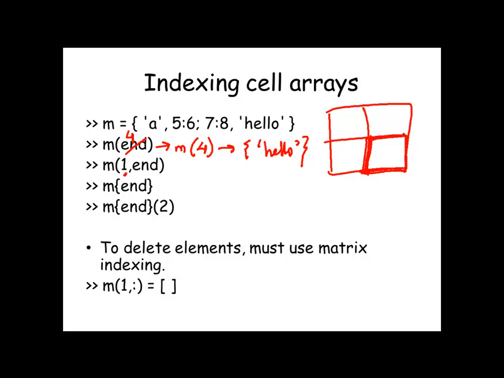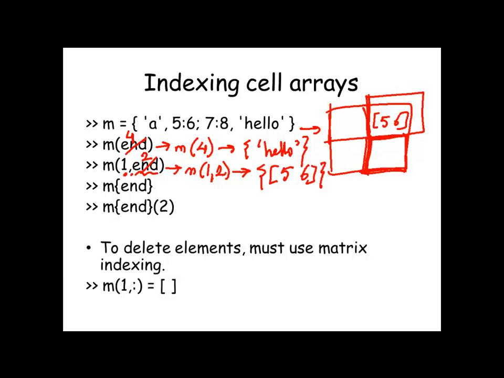In the next example, I am indexing the first row and the last column. When the END keyword is on the right-hand side of a comma, it will be replaced with the number of columns. So this is the same as saying M1, comma 2. And because I'm using parentheses, I will be getting a new cell array that contains a single cell, and that cell contains a vector of numbers 5, 6. So the result will be a cell, a single cell, that contains a vector which contains numbers 5 and 6.